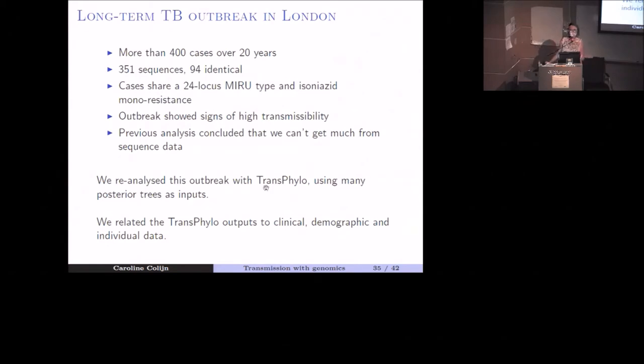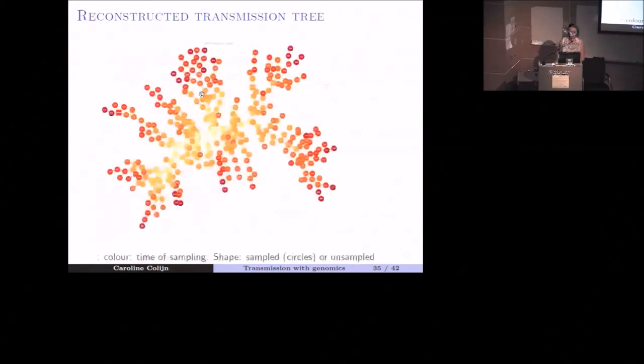So we reanalyzed this outbreak with transphylo, and we used lots of posterior timed phylogenetic trees from BEAST as inputs. And we got this. The color is the time of sampling, so you can see how the outbreak started in the middle and then went outwards in this maximum a posteriori reconstructed transmission tree. The color looks very alarming because it just gets bright red. We should probably make that some other color scheme. And then the shape is sampled or unsampled. So you can actually see there's some unsampled cases in here.